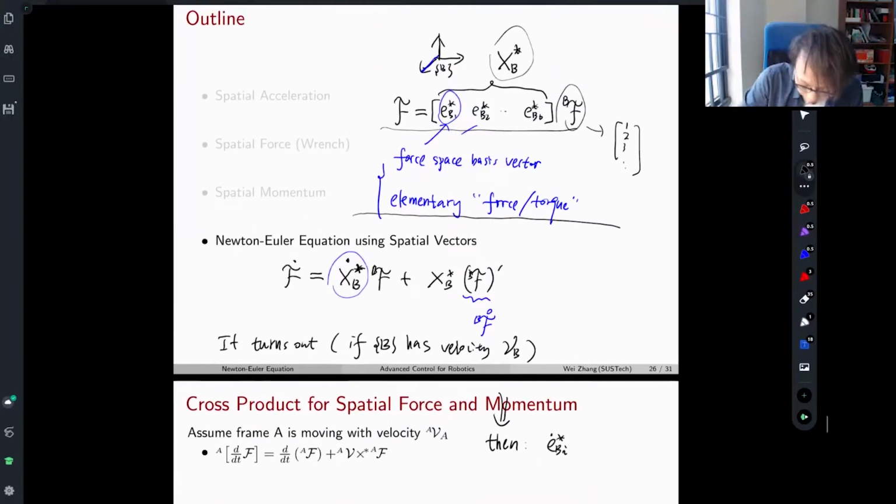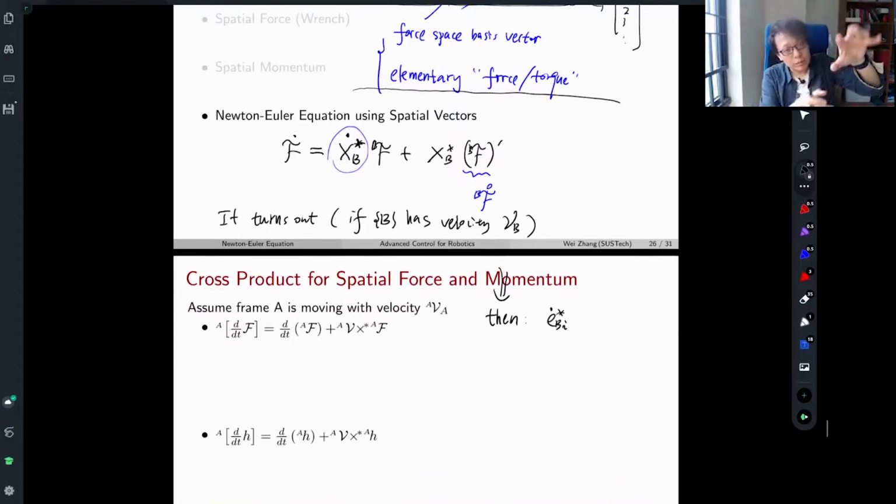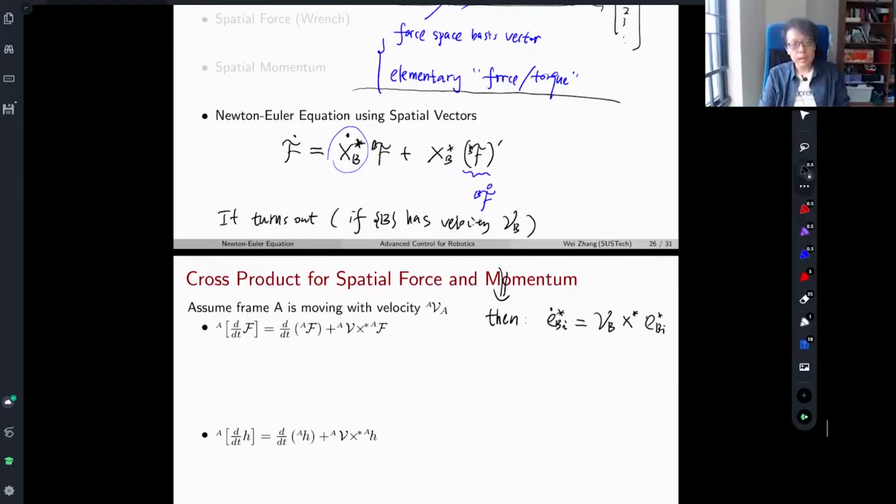The basis vector of the force expressed in B. Then this dot is the physical change, this vector change over time because of the motion, because B changes over time. So this actually equals v_B, because I know the frame has a rigid body motion, cross star e_B^i star. There's a shorthand notation, and I didn't define what this means.